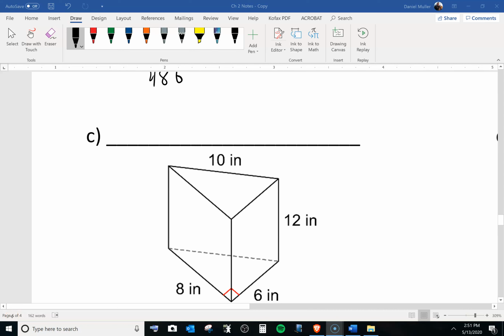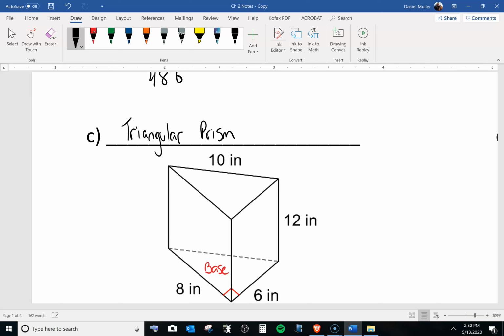Now let's do C and D. I can see here that this is the base, and the base is a triangle, and it doesn't come to a point, so it's triangle based, but we can write triangular, or you can write triangle based, and it is a prism because it goes up to the exact same triangle. It does not come up to a point.